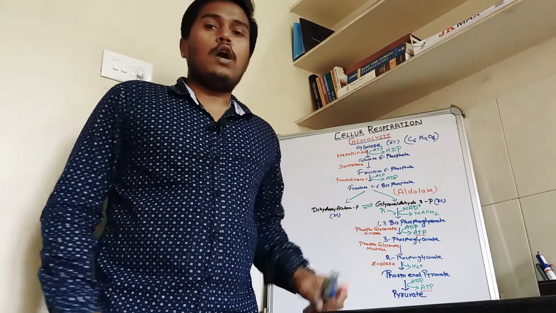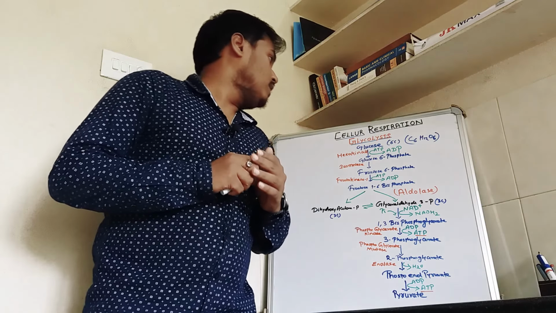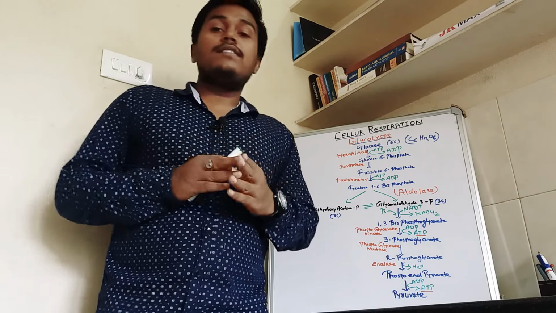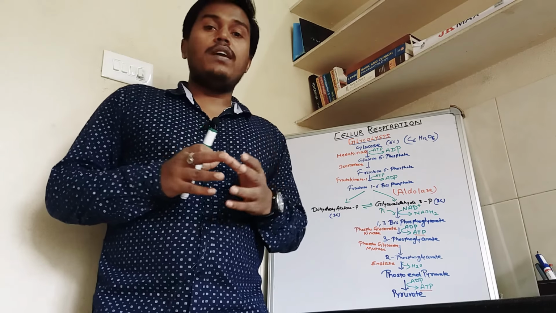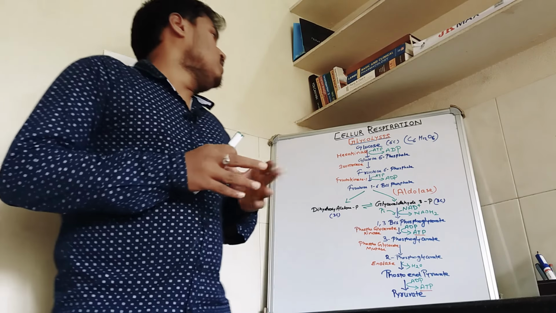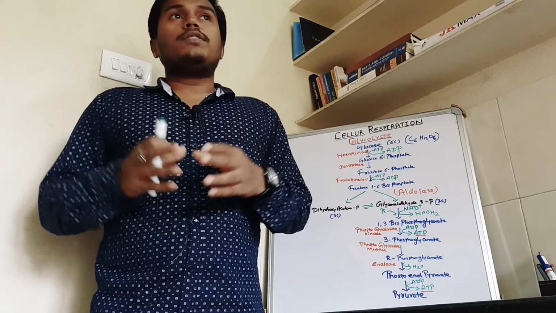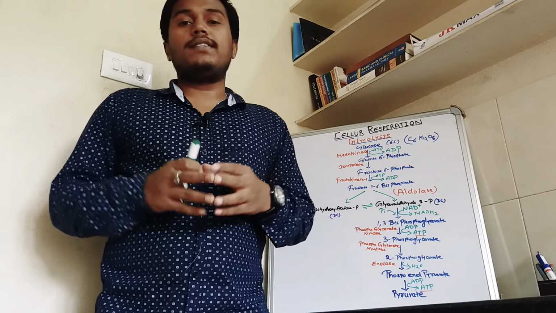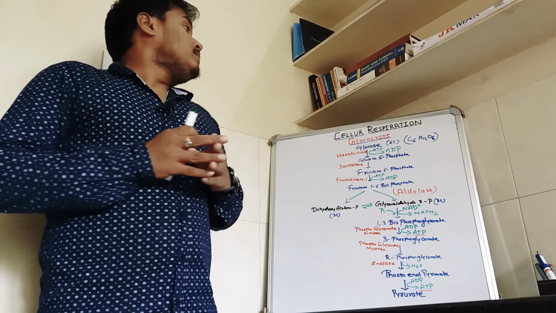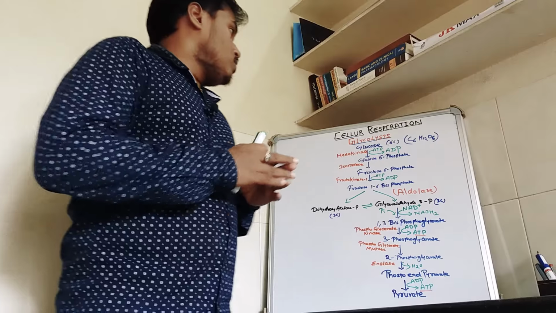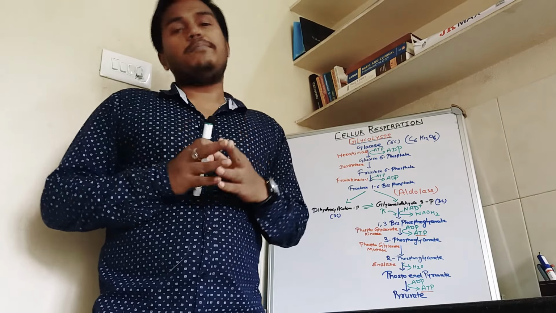Hi guys, now we are going to discuss the first step of cellular respiration, that is glycolysis. So glycolysis is an anaerobic process. It is a common step for aerobic as well as anaerobic respiration. Glycolysis occurs in the cytoplasm of the cell. The rest of the processes, like the Krebs cycle and oxidative phosphorylation, occur in the mitochondria, but glycolysis always occurs in the cytoplasm of the cell. The glycolysis pathway consists of a 10-step process.